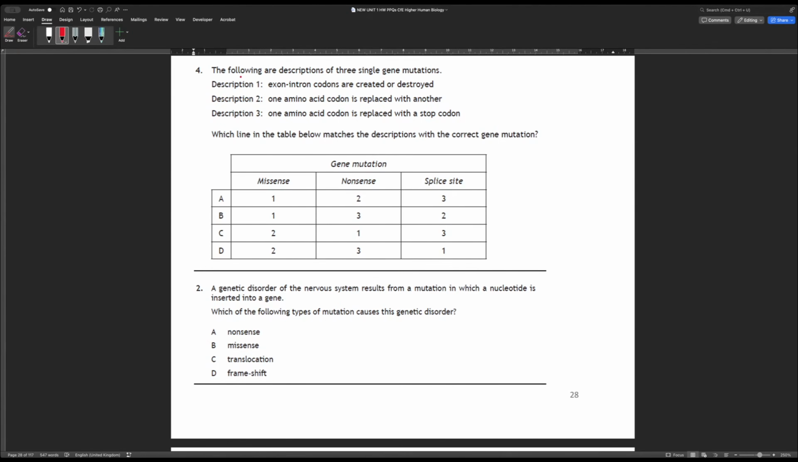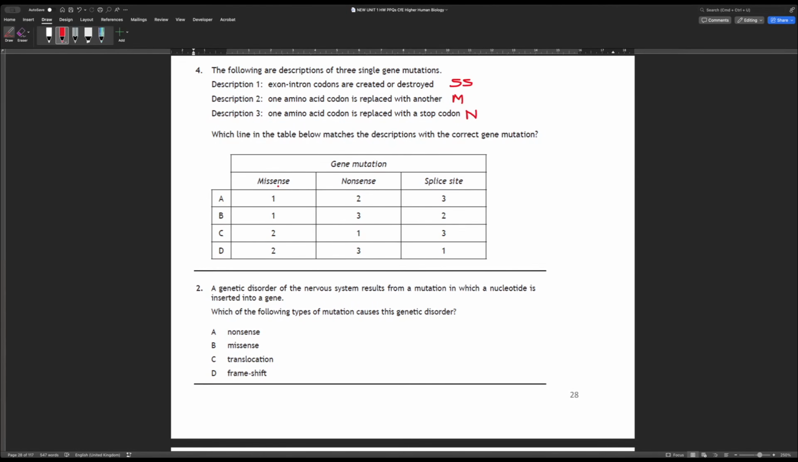Number 4. The following are descriptions of 3 single gene mutations. Okay, we've got the exon, intron, codons are repeated or destroyed, one amino acid is replaced with another, and one amino acid codon is replaced with a stop codon. So which line in the table matches the descriptions with the correct gene mutation? So let's have a look here. As soon as we see exon, intron, we should be thinking splice site. Okay, splice site mutations. As soon as we see one amino acid codon replaced with another, we should be thinking missense. And once we see amino acid codon is replaced with a stop codon, we should be thinking this whole thing is a load of nonsense.